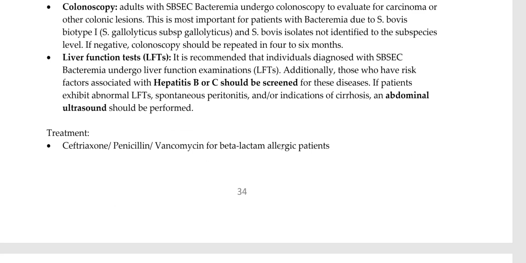Treatment, the recommended drug is ceftriaxone. Penicillin may be given, but the dosing regimen might be difficult, so ceftriaxone is preferred. If the person is beta-lactam allergic, then you should go for vancomycin.